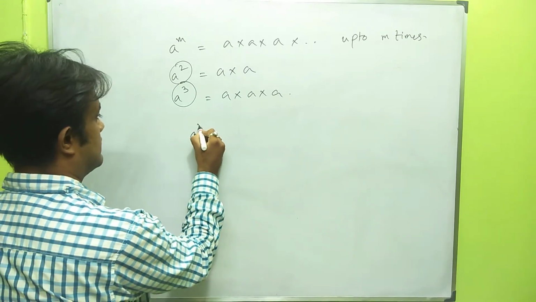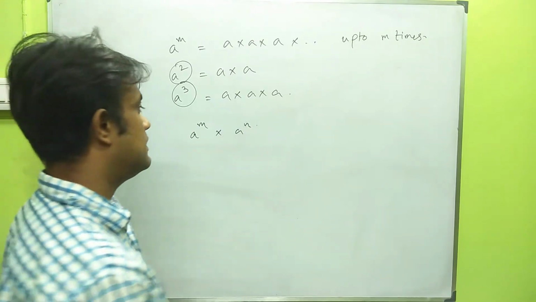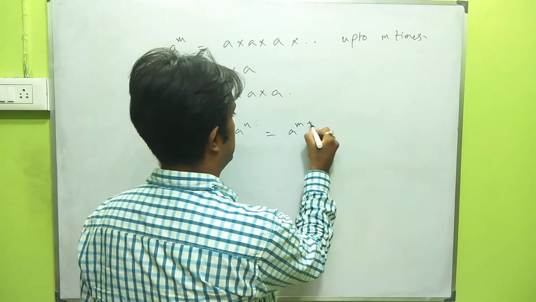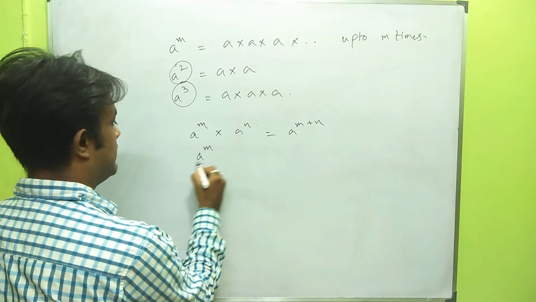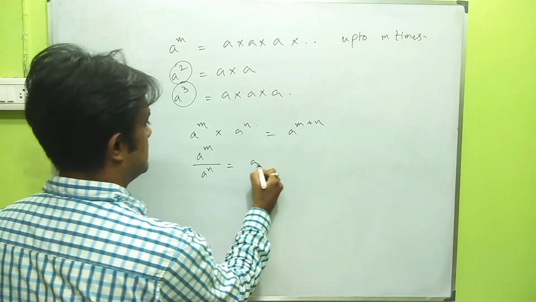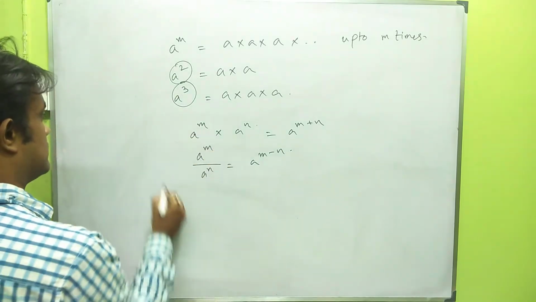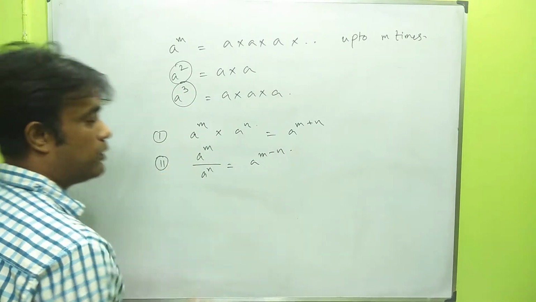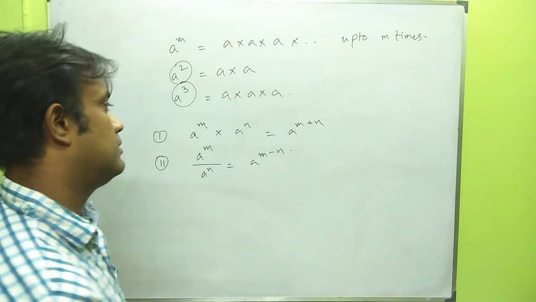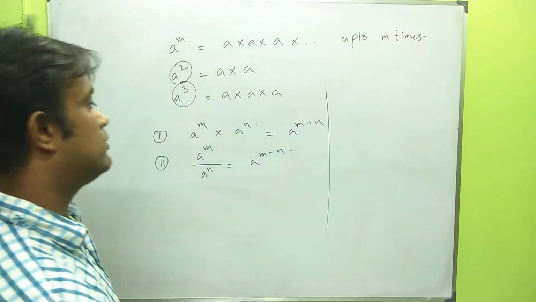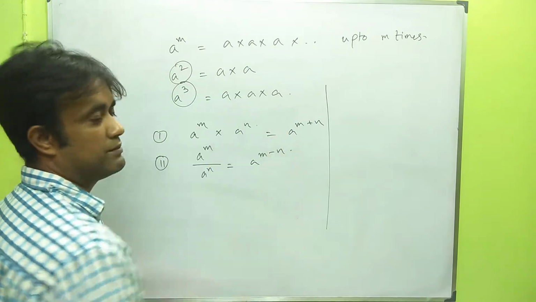If a to the power m into a to the power n, what will it be? A to the power m plus n. A to the power m by a to the power n will be a to the power m minus n. So these rules are very important for exponents or indices. Now we are going to discuss the application of these two theorems.